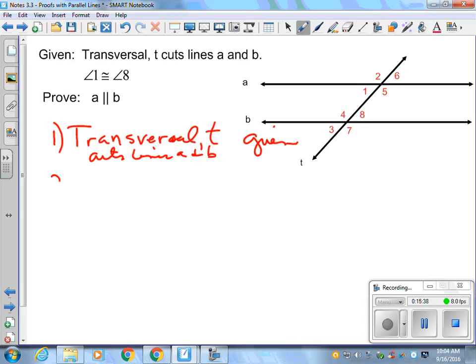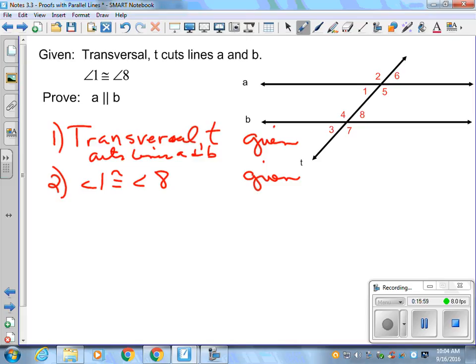And then we're also given in step 2 that angle 1 is congruent to angle 8. That's our other given. Sometimes you can list both givens from the get-go, and sometimes you might want to hold one till later. In this proof it won't matter, but I'm going to go ahead and write them both and get done.